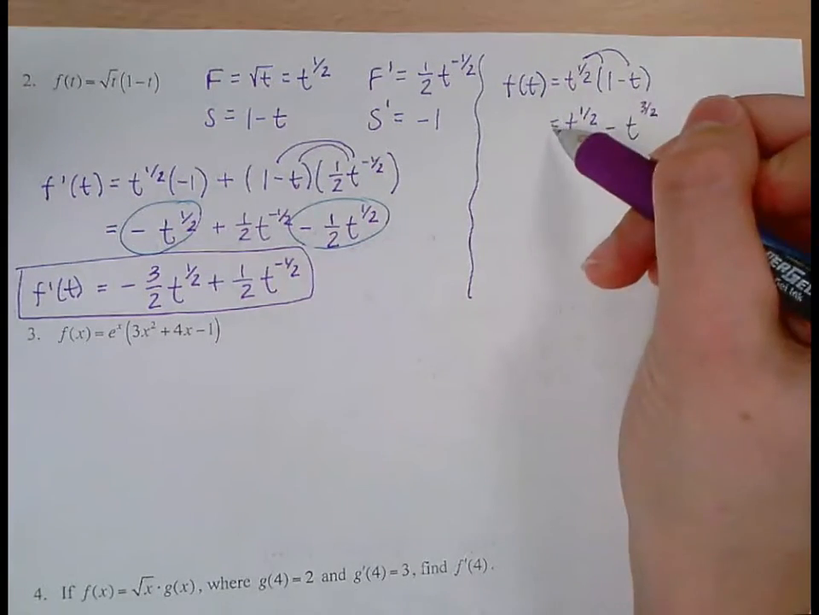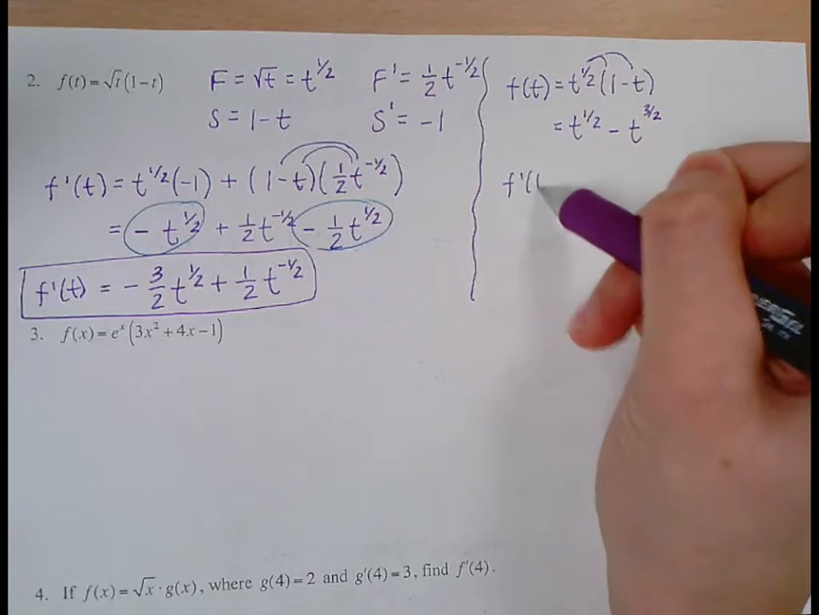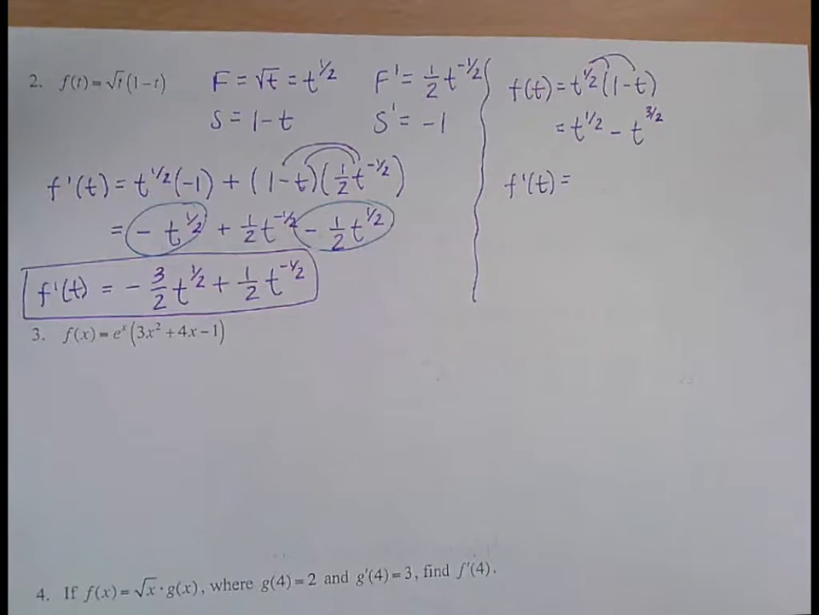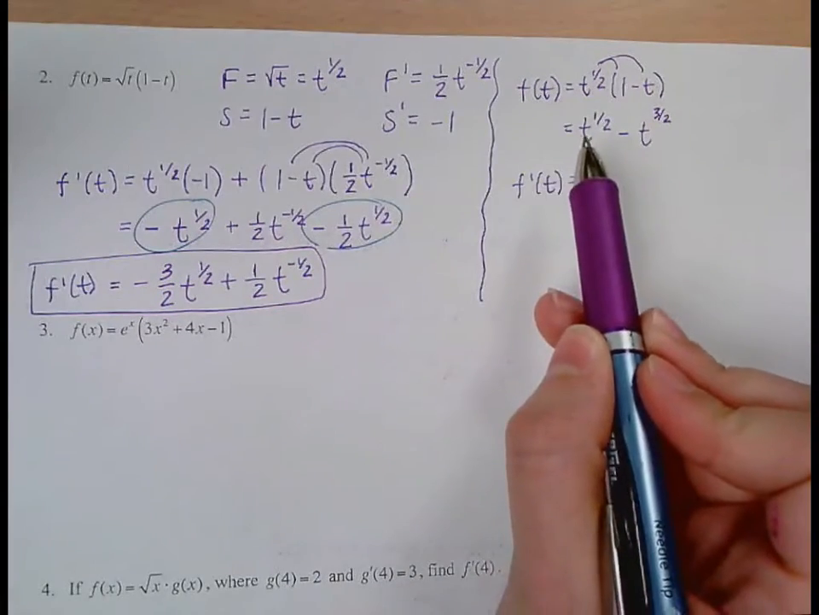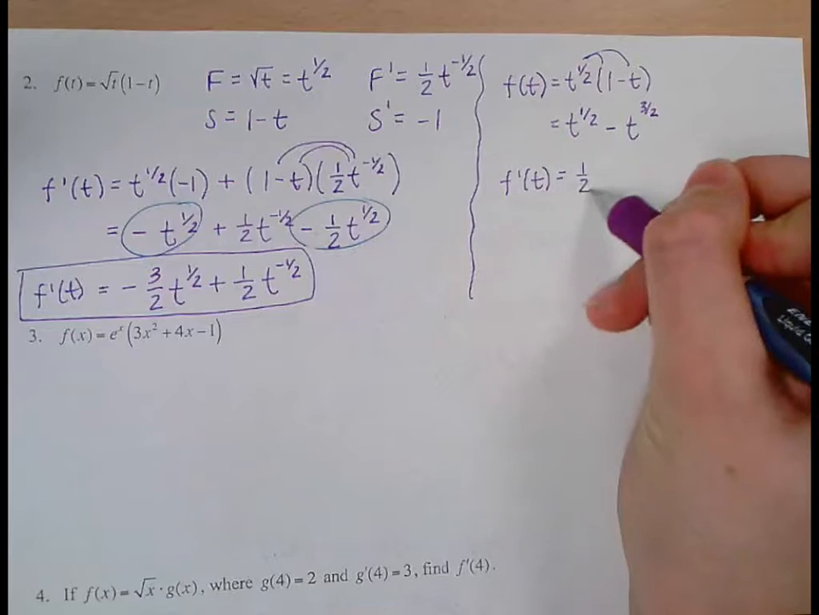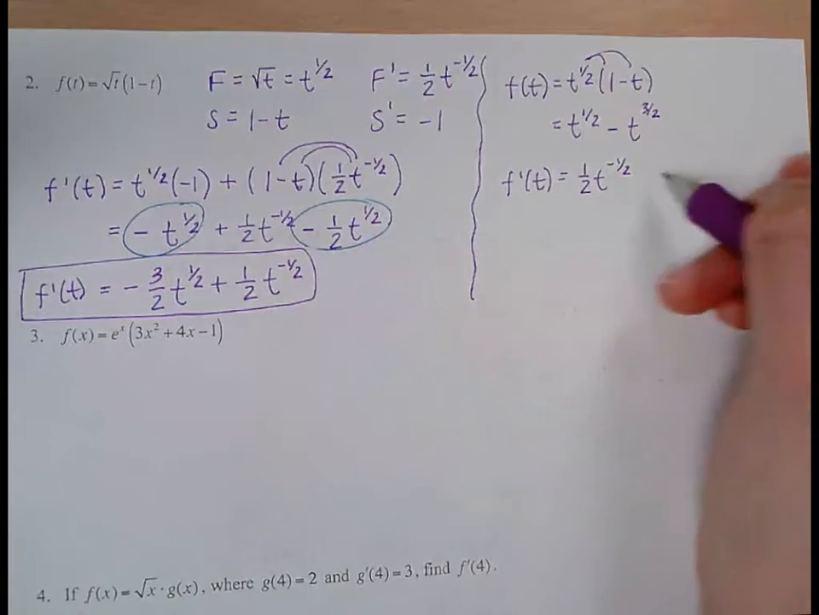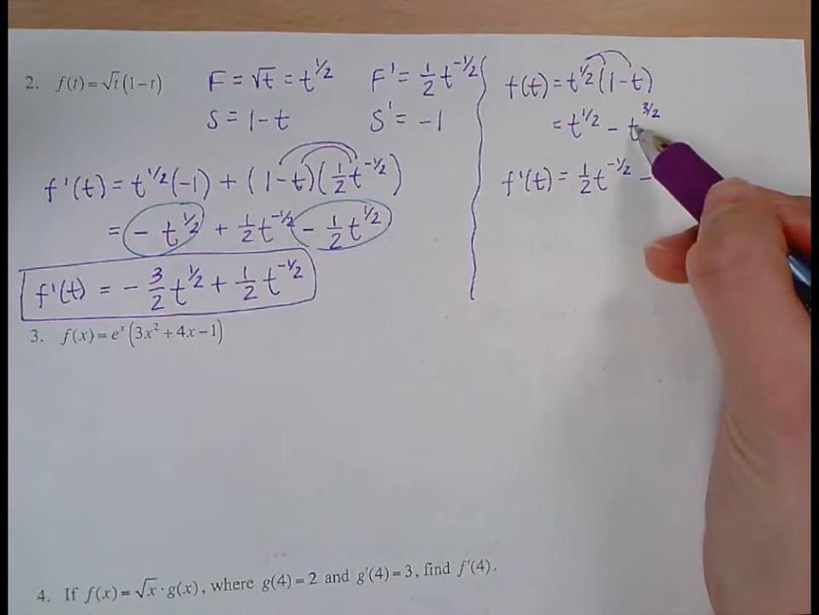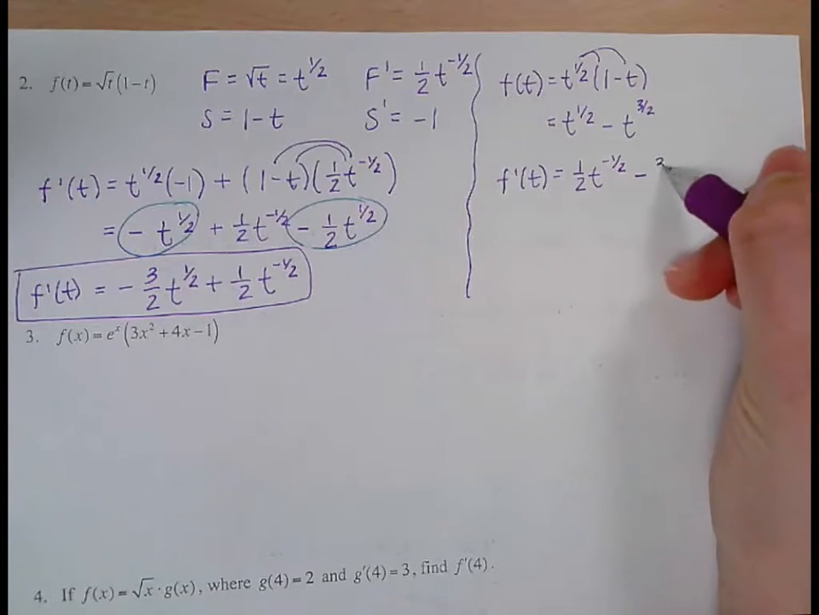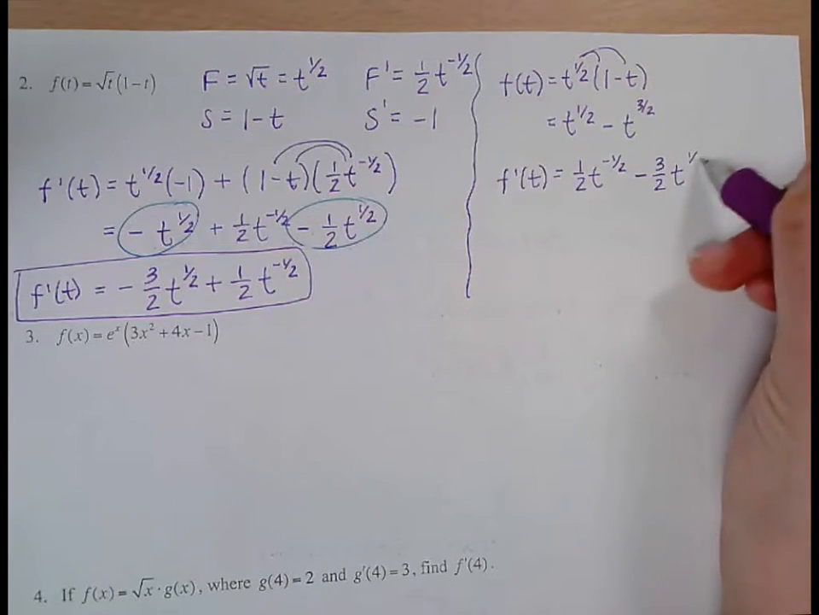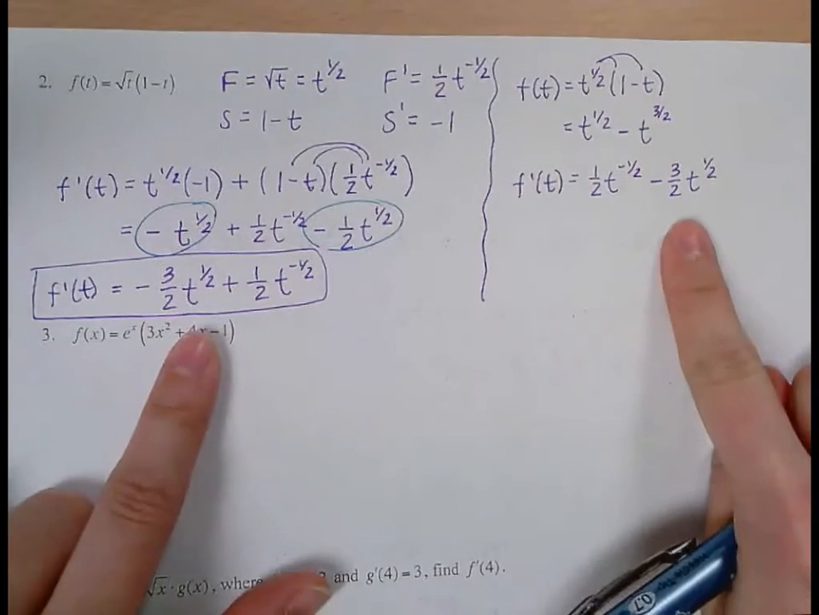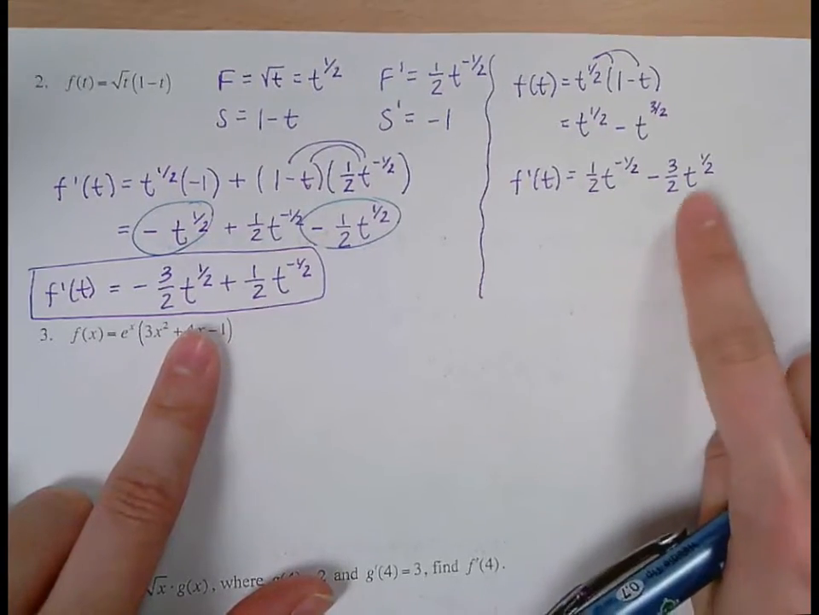So that's still f, but now when you find f prime, you no longer need the product rule because you have 2 separate terms. You just use the power rule. The derivative of t to the 1/2 is 1/2 t to the negative 1/2 minus the derivative of t to the 3/2, which is 3/2 t to the 1/2. Okay, that's exactly what we got, but we did less work here.